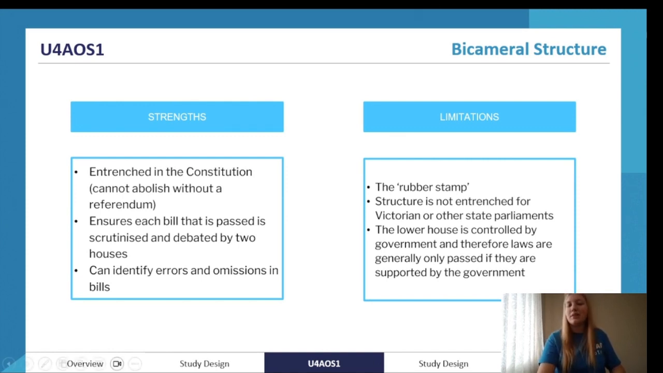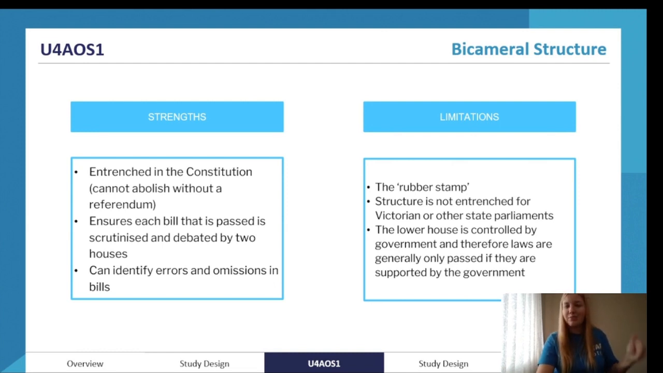Of course, there are some limitations also. So the three structures that you need to know about for the bicameral structure are the hostile Senate, the rubber stamp, and the rubber stamp acts as a huge limitation as well. Essentially, this is not common at all, but sometimes the composition in the Senate will be similar to the House of Representatives, making it a rubber stamp Senate.